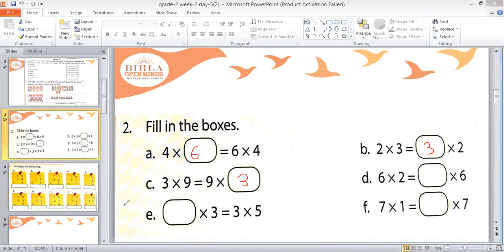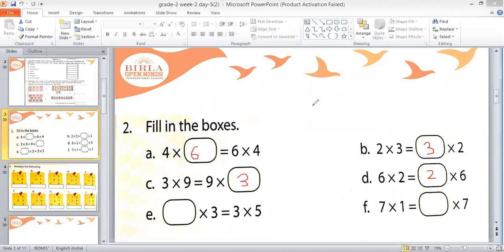Okay, now next. Jay. Yes, ma'am. Jay, which number is missing from fourth bit? 6 multiply 2 is equal to dash multiply 6. Which number is missing? Tell me. 2. Very good. 2 is missing, so we'll write here 2. That's correct.